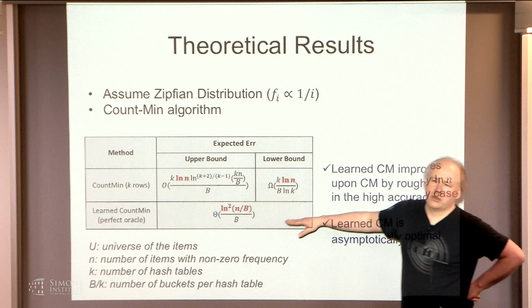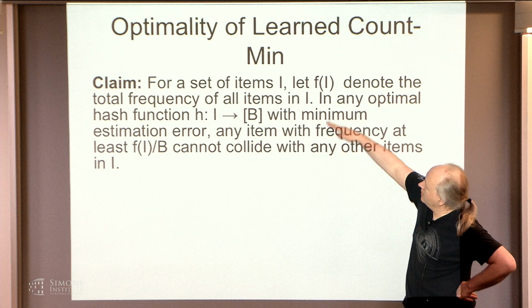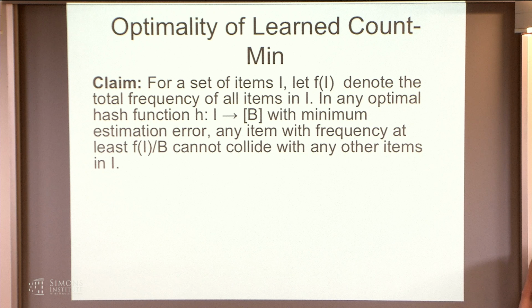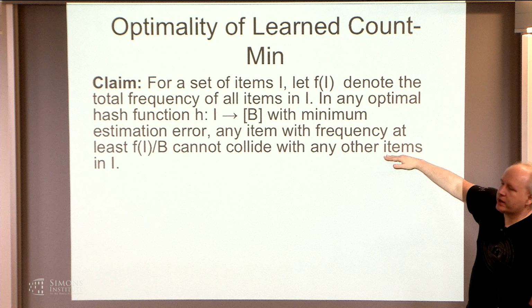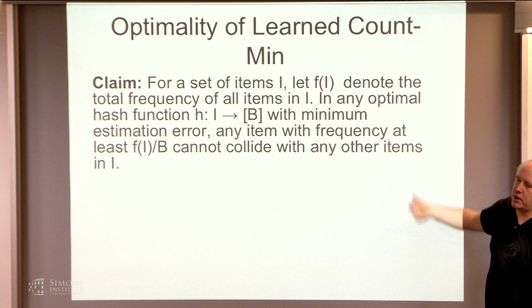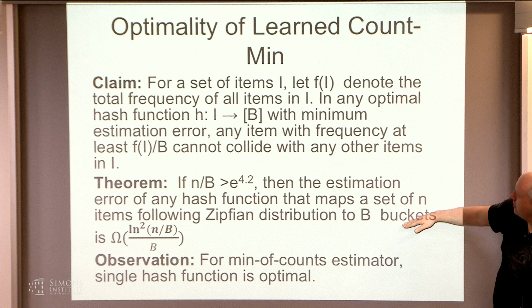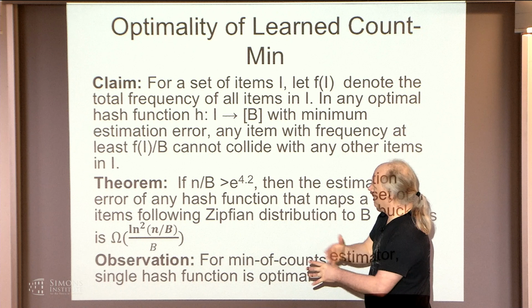And the way we prove it, let me actually skip this part. The way we prove it is, we prove a structural lemma, which basically shows that, without loss of generality, any item which is pretty heavy cannot collide with other items. Which basically means that what our algorithm attempts to do, which is to put heavy hitters separately, is an asymptotically optimal approach. And based on that, we're able to show that if your input is Zipfian, and if you follow this hashing approach, then no matter how you assign those elements into the buckets, you have to pay at least this much.